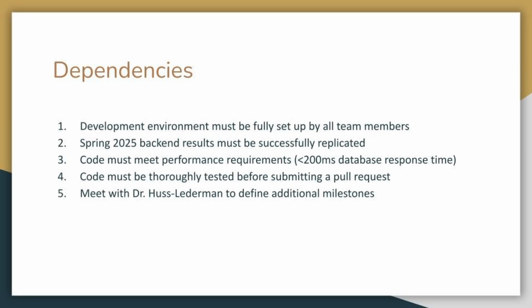There are a few key dependencies for this project. Each team member must fully set up their development environment and successfully replicate the Spring 2025 Teams database query results before proceeding. All code changes must meet the performance benchmark of under 200 milliseconds and be thoroughly tested before submitting a pull request. Once these conditions are met, the team will meet with the client to define the next milestones.